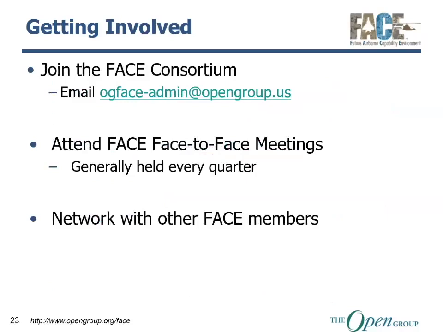The best thing you can do is get involved, join the FACE consortium. This is the place where, when you go to these face-to-face meetings, you really gain an understanding. You get to see the presentations and discussions of the different groups inside the FACE consortium, talk about some of the common problems on both the technical and business side, and also just meet some really great people. And I think people who have been involved with the FACE consortium for some time have developed lasting friendships that will go well beyond our work environment. And once again, you get the network of other FACE members at these meetings, and that's really key.